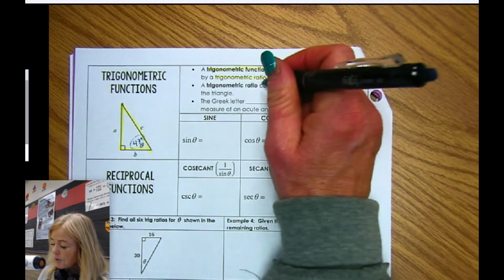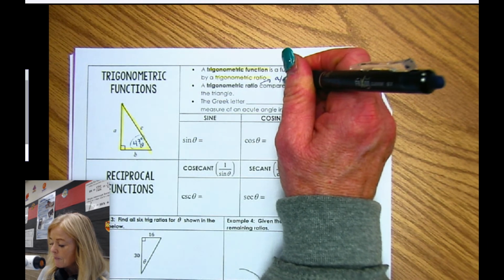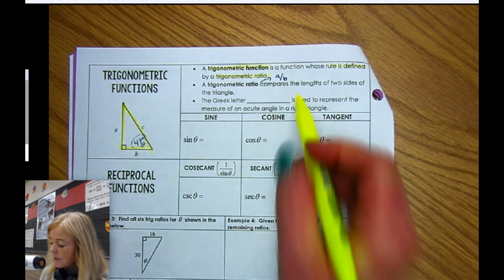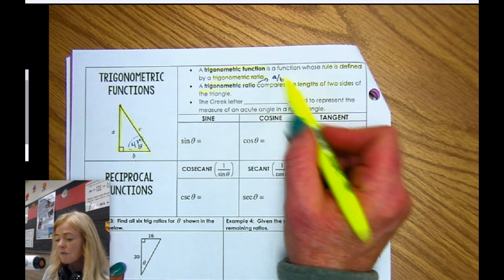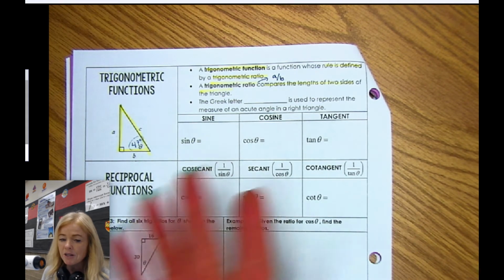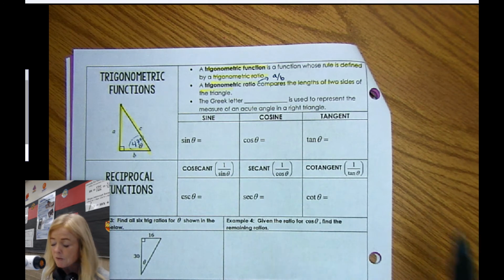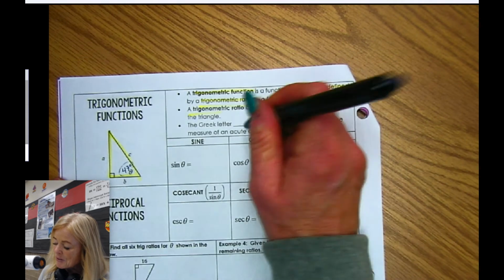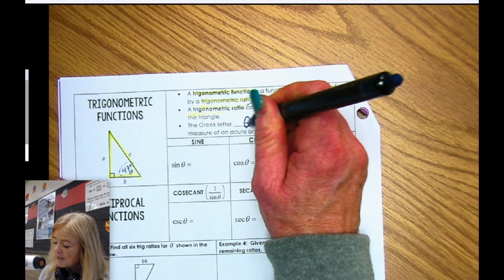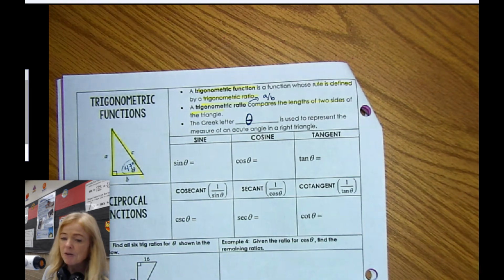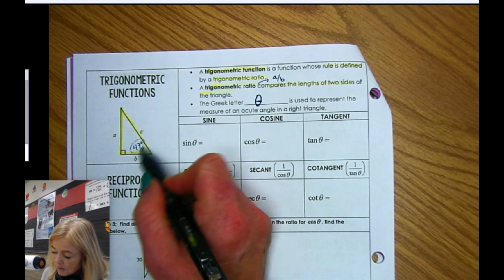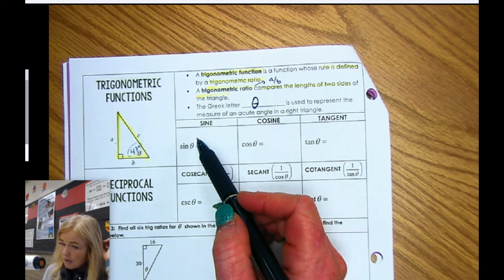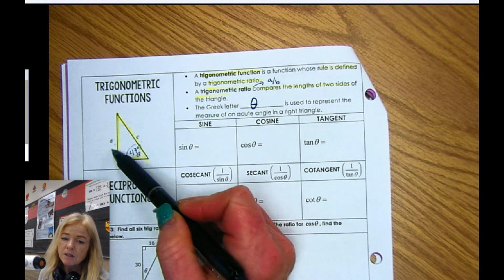Now that trig ratio, remember, it's like A over B, for example. A ratio is a fraction. It compares the lengths of two sides of the triangle, and because you're dividing, you always divide out common factors and end up with the exact same number. Most of them are decimals. But anyway, we use this Greek letter, theta, right here, to represent the measure of an acute angle in a right triangle. So we have an angle, and we have three sides, and two of them make a ratio, a trig ratio. So an angle and then a ratio of sides.